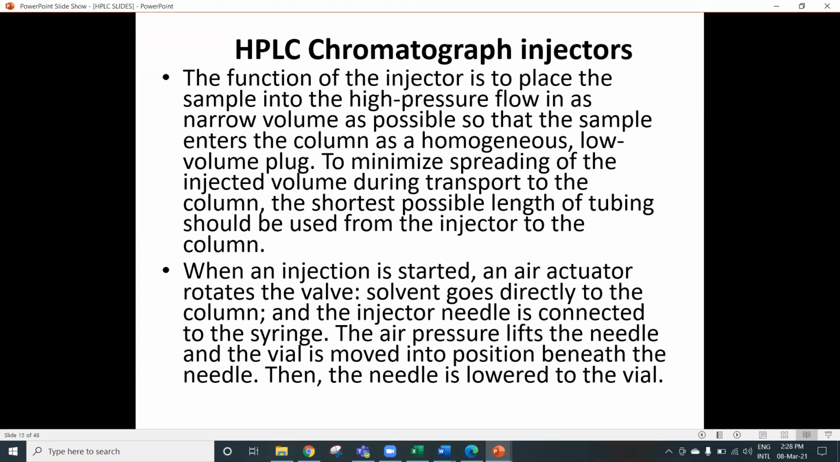So we have the injector. The function of the injector is to introduce a sample into the high pressure mobile phase flow as a very small volume, and it should enter the column as a homogeneous low volume plug.